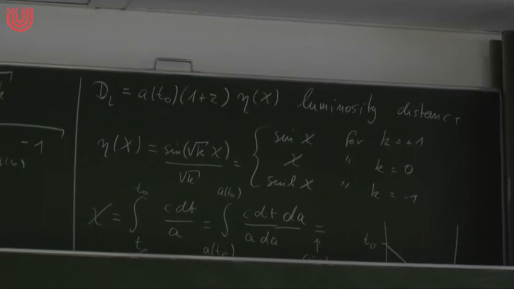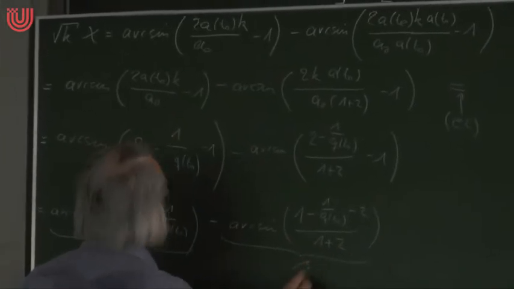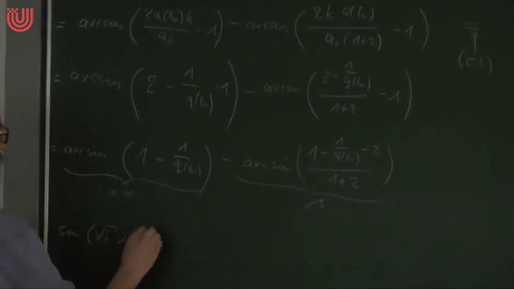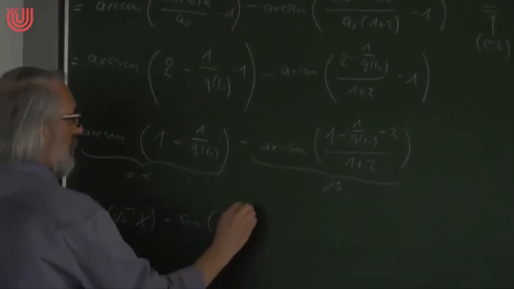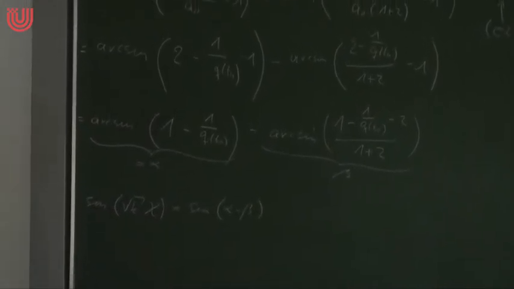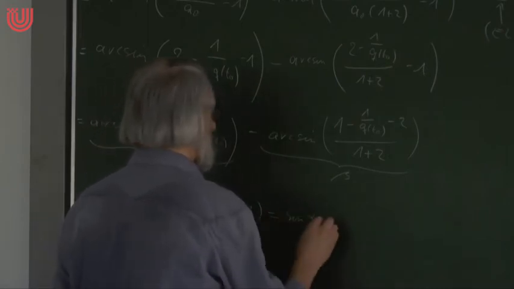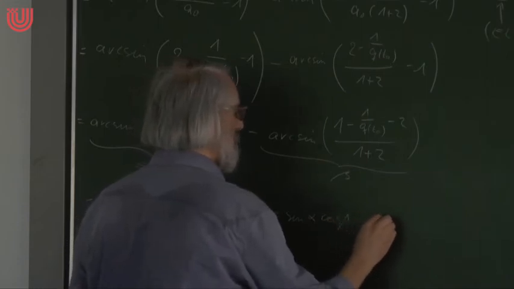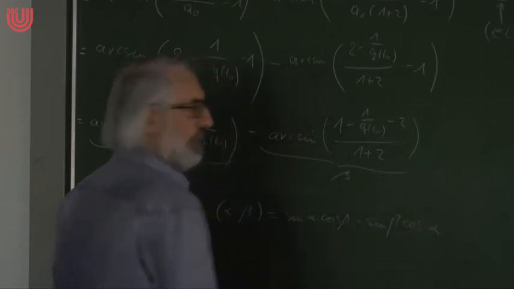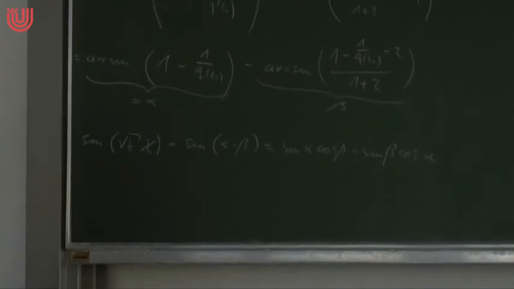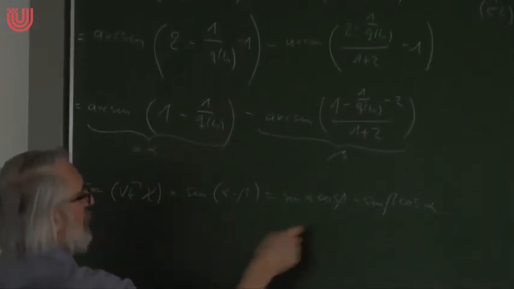I have the eta, and the eta is the sine of this here. So I need to calculate the sine of this. So let me call this for a moment alpha, and this beta. Then we have found that the sine of root k of chi is sine of alpha minus beta. And well, that's one of the trigonometric identities which I know by heart. This is sine alpha cosine beta minus sine beta cosine alpha. And I know what alpha and beta are, so I can insert this here.